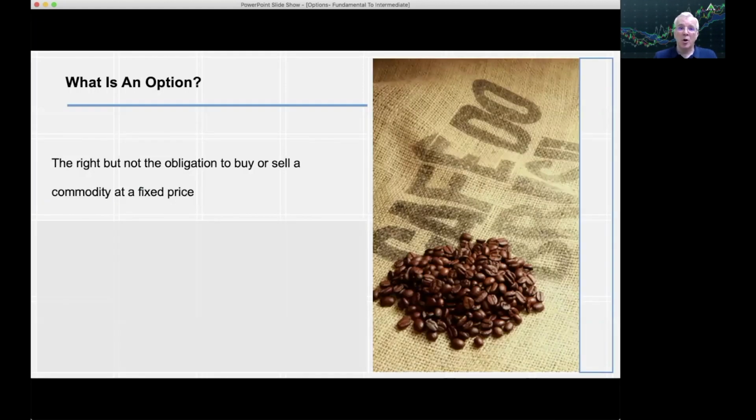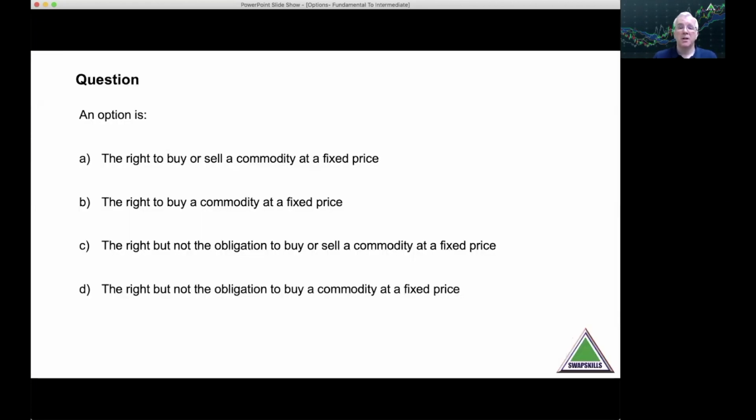Now, in terms of what an option is, it's the right but not the obligation to buy or sell a commodity at a fixed price at a certain point in time. Now, when I say a commodity, that could literally be a commodity like coffee, cocoa, sugar, or it could refer to an interest rate, an equity, an FX rate, basically whatever you like. It's just a flexible instrument. With a forward or a futures contract, you've got to do it. With an option, you've got flexibility.